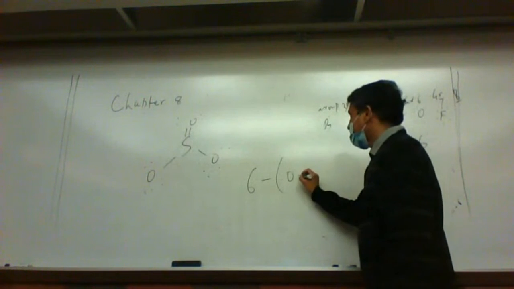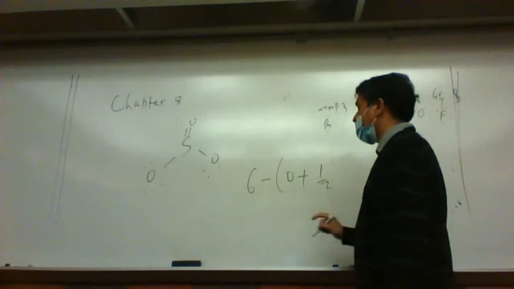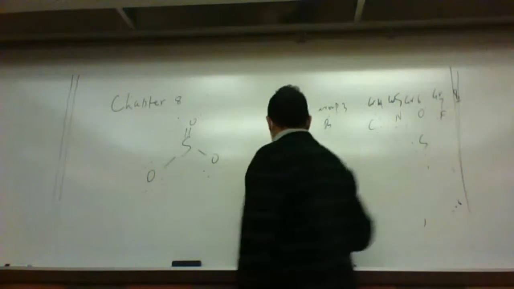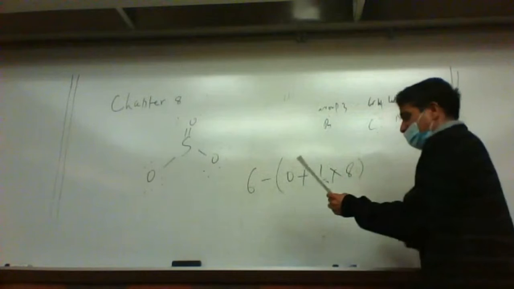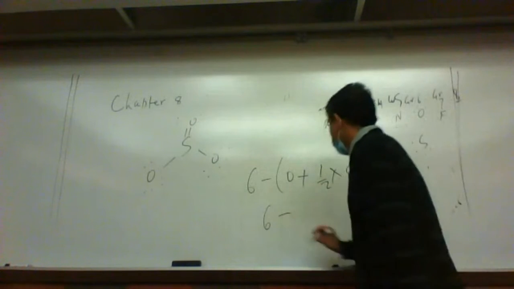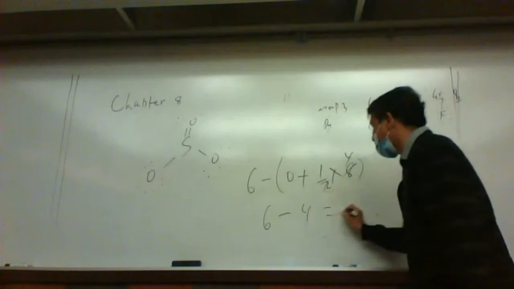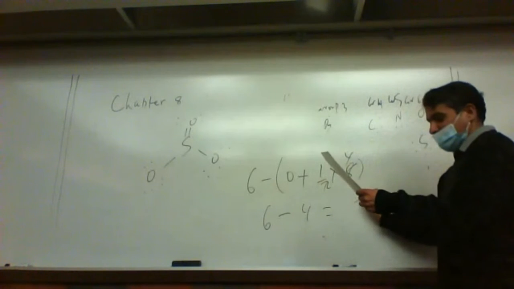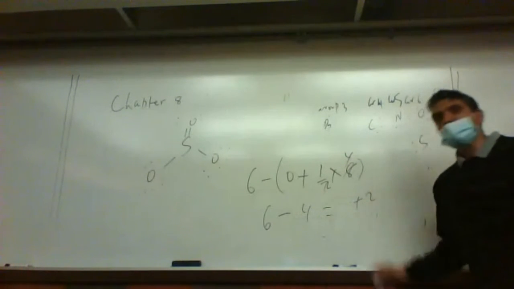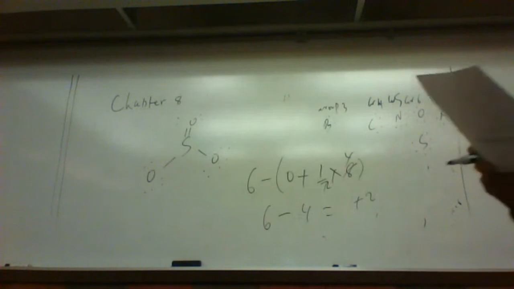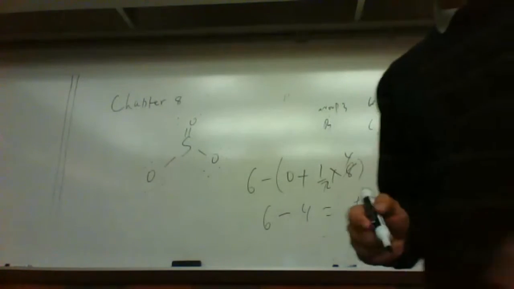And then plus half the bonds. How many bonds are around sulfur? This bond is 2, this one is 2, 4, 6, 8. So there are 8 electrons in the bond pairs, half of that is 4. So 6 minus 0 minus 4 is plus 2. So sulfur has plus 2. Make sense? I already did those others for oxygen, so you can look there. I just did it for sulfur.